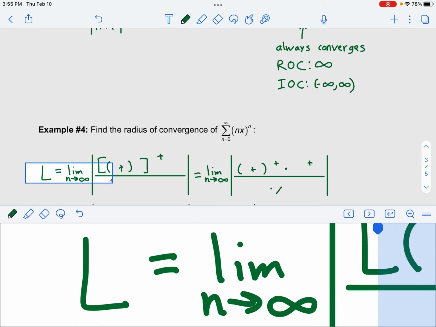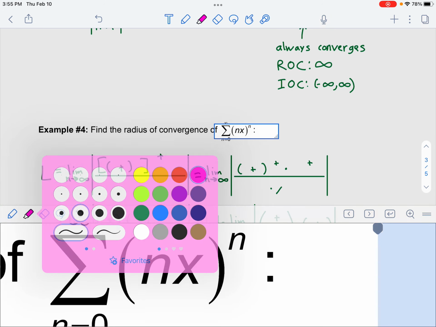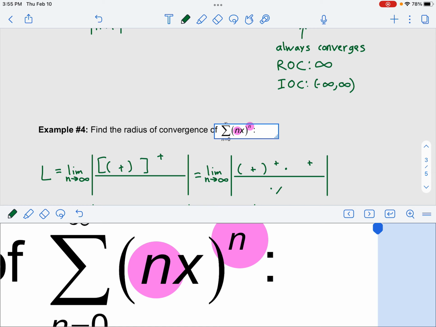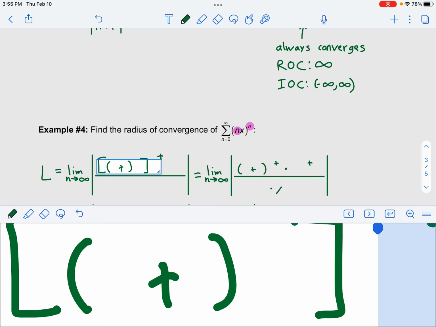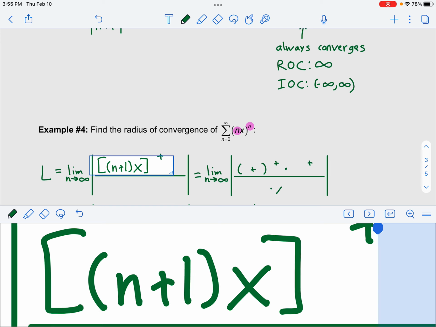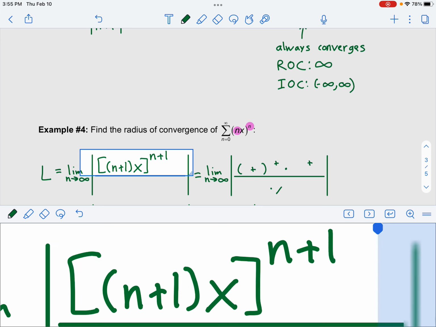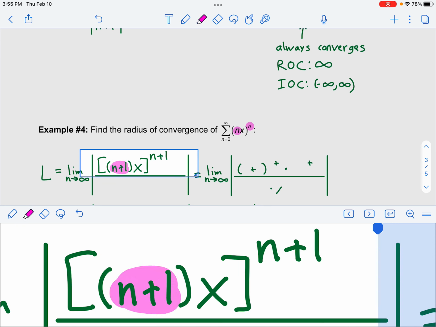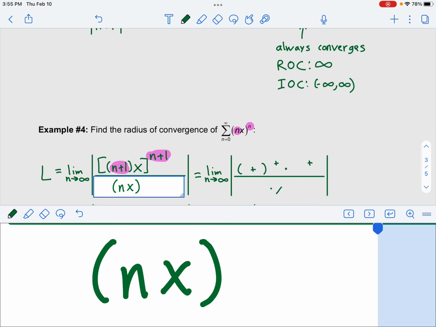Okay, so what is the a sub n plus 1 term going to be? Just like last time, we need to replace both of these n's with the quantity n plus 1. So this is going to look a little goofy. I went with square brackets, and then parentheses n plus 1 times x, and then this whole thing in the square brackets is going to be to the n plus 1 power. So both of the n's are replaced with n plus 1. And then my denominator is just the general term.